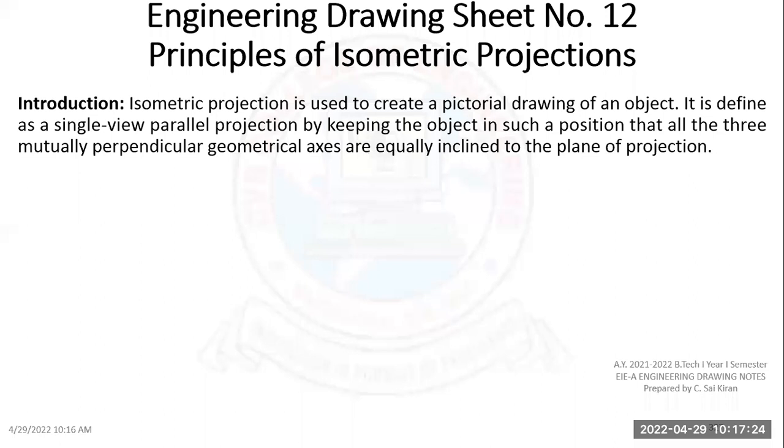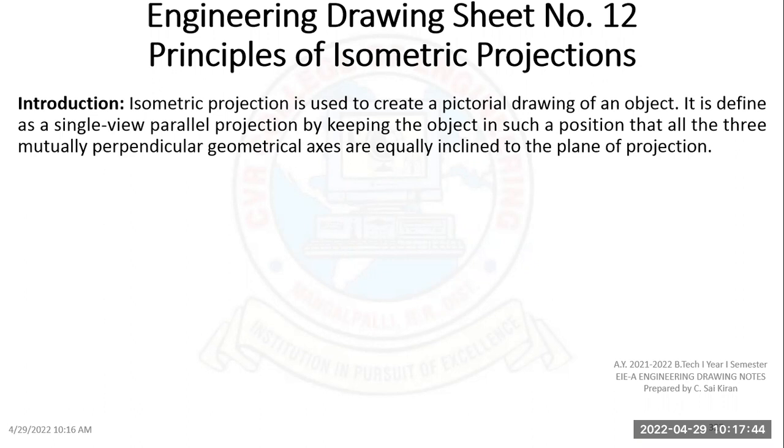In this video, we will be learning about principles of isometric projections. So first, what are the objects we see in our day-to-day life? They are 3D objects, and the drawing sheet is a 2D object. So generally we will be converting the 3D object into a 2D object by using orthographic projection.